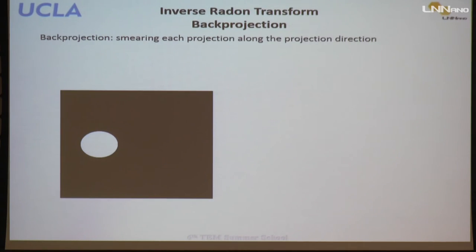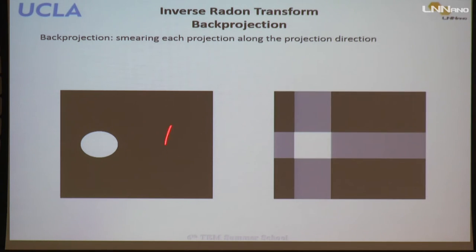So why don't we do that in real space? There's a very easy trick, back projection. Back projection is smearing each projection back along the projection direction. So how does it work? Let's say we have two projections from this object, for example one projection in this direction and one in this direction. So we'll have one curve here, one projection here. We just smear that projection back, projecting it along this direction. Let's try just back projecting the projection along the projection direction and see what happens.